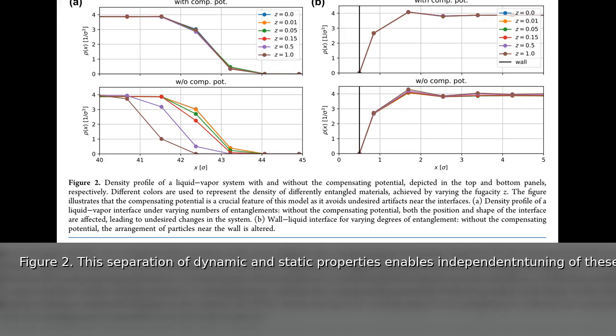Additionally, when varying the degree of entanglement as controlled by the fugacity parameter, the model demonstrates consistent density profiles near both liquid-vapor and wall-liquid interfaces, especially when the compensating potential is included. Without this potential, the interface's position and shape and particle arrangements near the wall are disrupted, producing undesired artifacts. This figure thus underscores the compensating potential's critical role in maintaining realistic interfacial structures during coarse-grained simulation of entangled polymers.